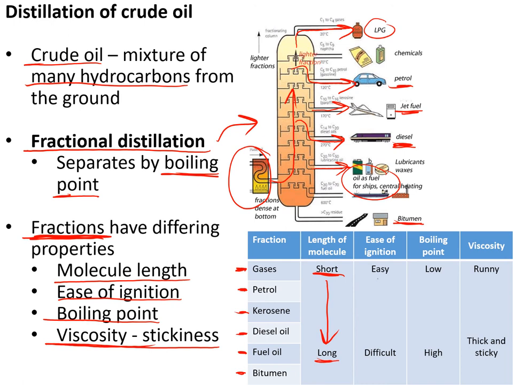The ease of ignition decreases. LPG, gases, will ignite with a spark. Bitumen will burn, but it's very difficult to make it do that. Their boiling points increase, so gases coming out the top are, as it suggests, a gas, whereas bitumen is this very thick, sticky, almost solid. Okay, and also their viscosity increases, so gases and petrol, they're very runny, and the things at the bottom are very thick and sticky.